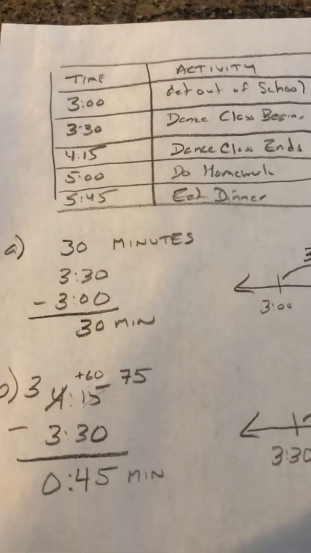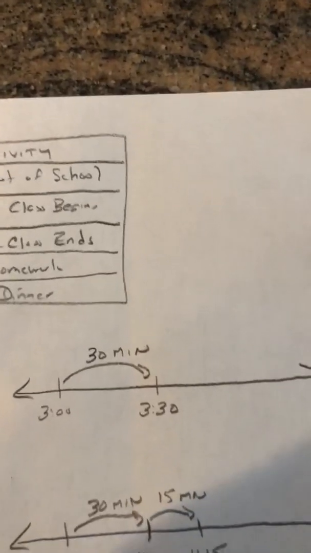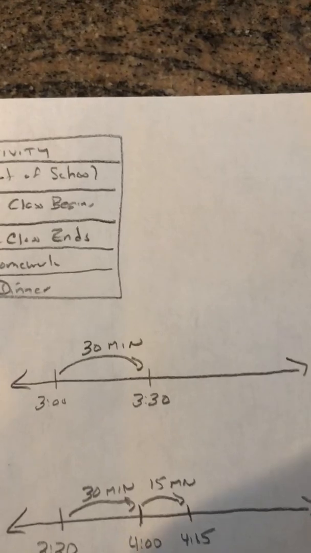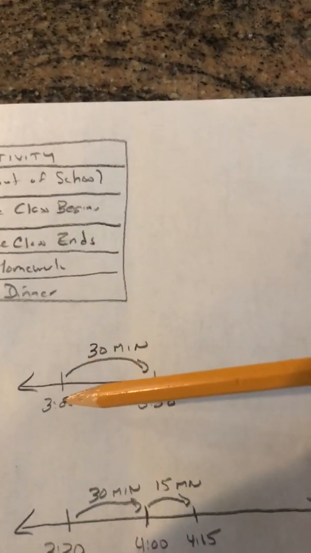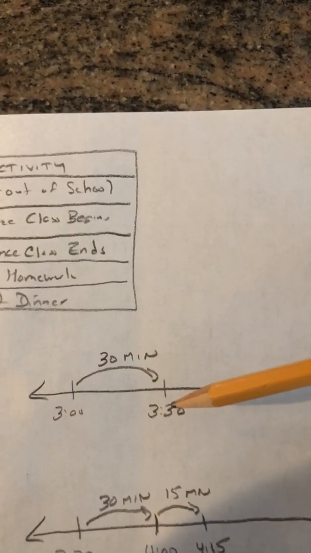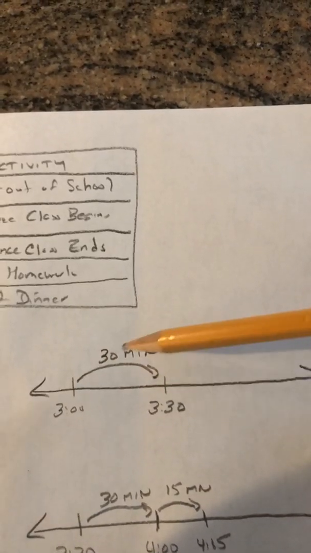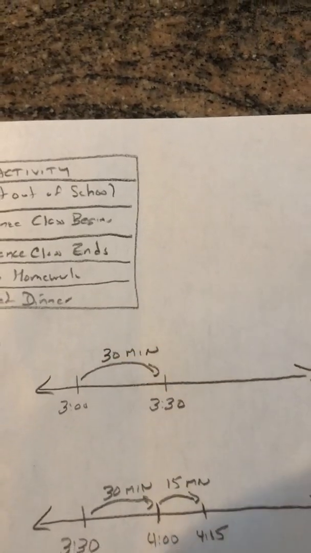So it's 30 minutes. Now I've also used a number line here because sometimes we find doing time intervals easier if you're doing it on a number line, or you could even use a clock face. So what I have here is 3 o'clock is the time that she gets out of school. Now she starts her dance class at 3:30, so from 3 o'clock to 3:30 would be a 30-minute interval. So sometimes it's easier to see this located on a number line.